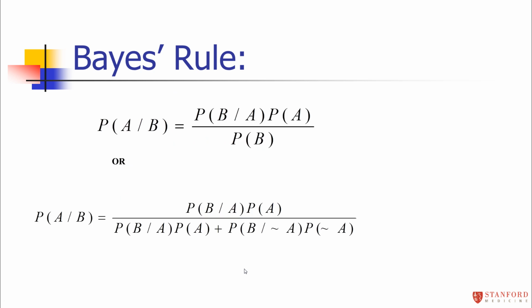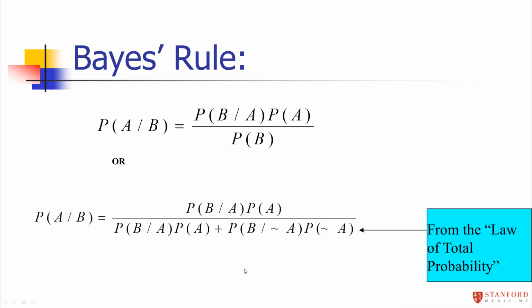There are two ways you might see Bayes' rule written. The first one is the probability of A given B is the probability of B given A times the marginal probability of A divided by the marginal probability of B. You may also see it with the law of total probability thrown in as the way to calculate the marginal probability of B. Often you don't have the marginal probability of B available to you, and you have to calculate it out. So that's a little bit more of a detailed formula, the second version.